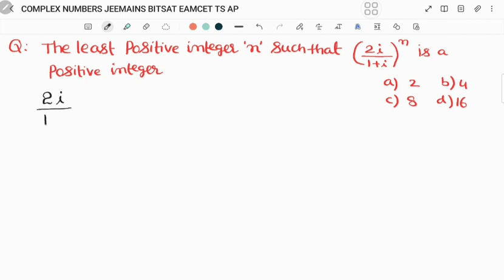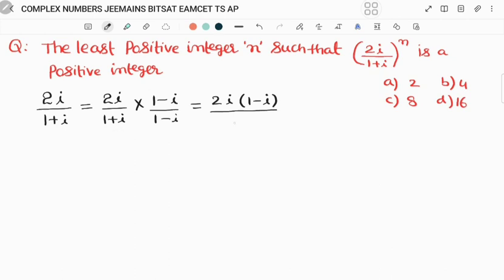2i/(1+i). Otherwise, first we need to simplify and get it like this also. So first, what we have to do is simplify. Rationalizing with the complex conjugate of the denominator, multiplying and dividing by 1 minus i. So this is equal to 2i(1 minus i) over the denominator (a plus b)(a minus b), a square minus b square. So it comes 1 minus i square, value minus 1. So 1 minus minus 1 means 2.